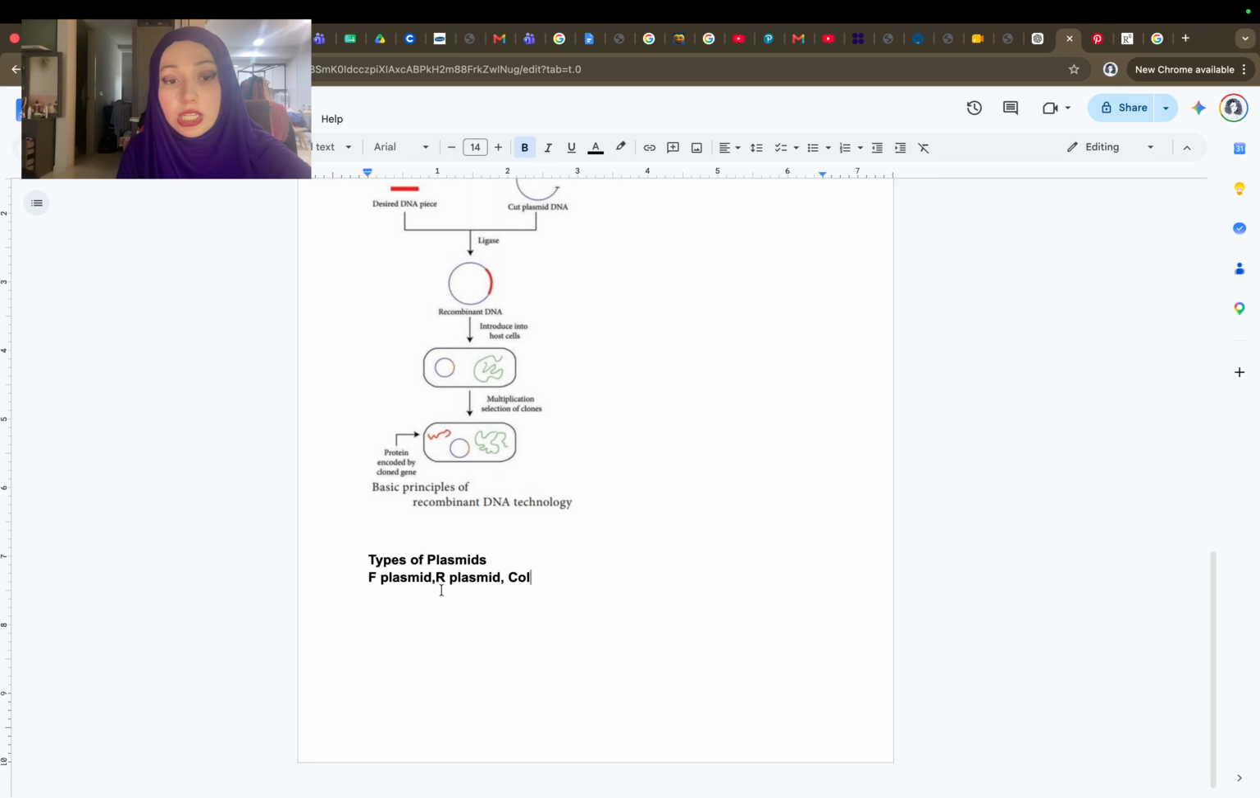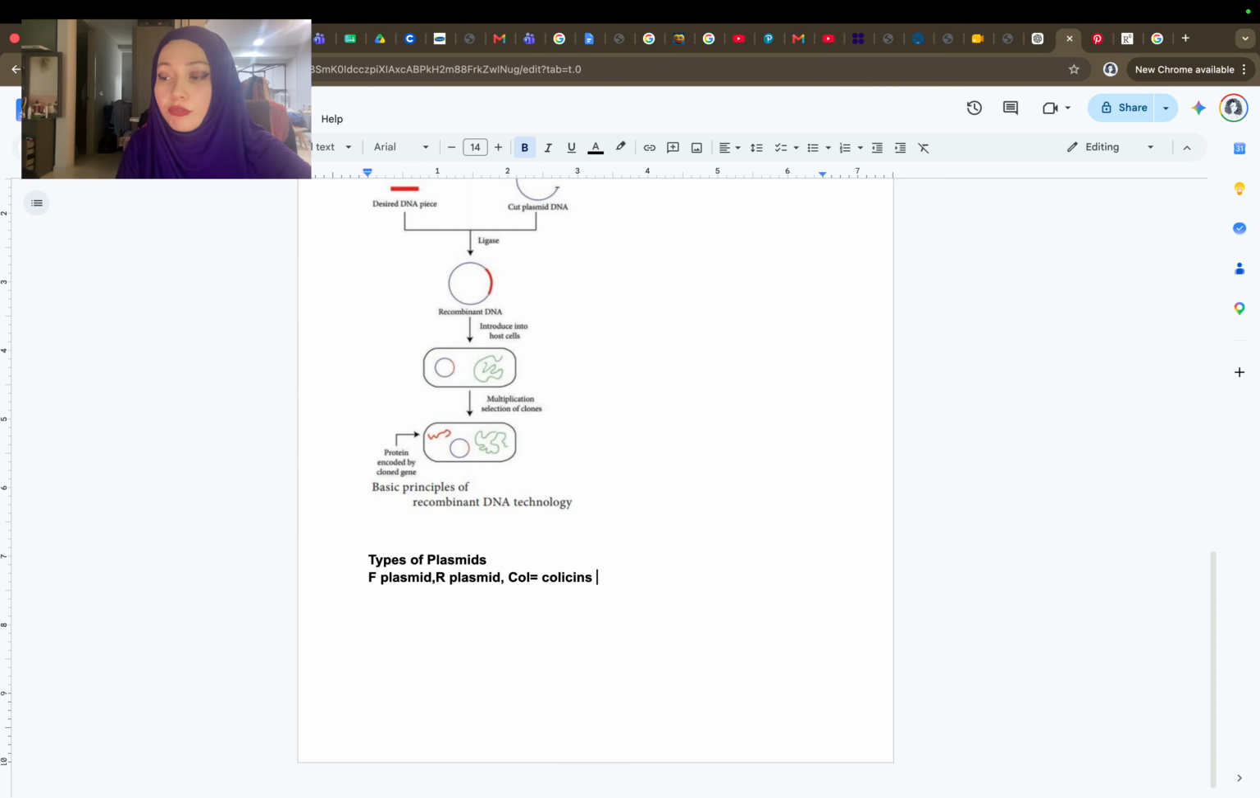It carries genes for conjugation. It allows bacteria to form a pilus and transfer DNA. The R in R plasmid stands for resistance plasmid. It carries antibiotic resistance genes, and for example we have the RP4 plasmid. And then we have col plasmid, which produces colicins, basically proteins that kill other bacteria.